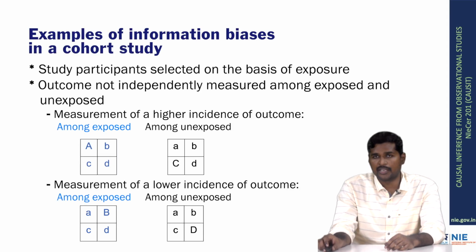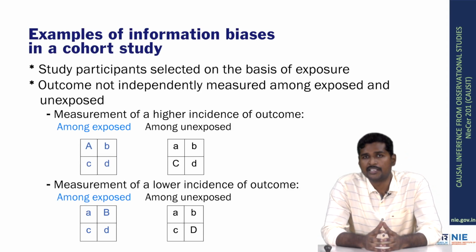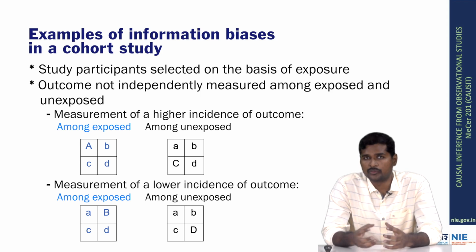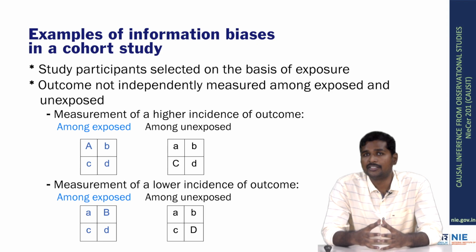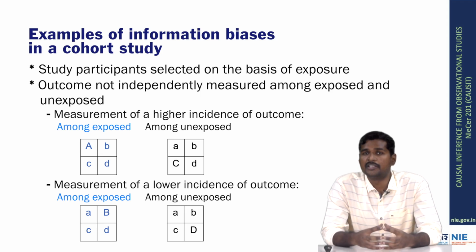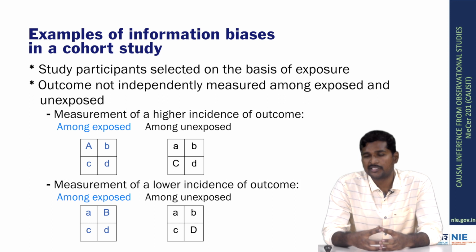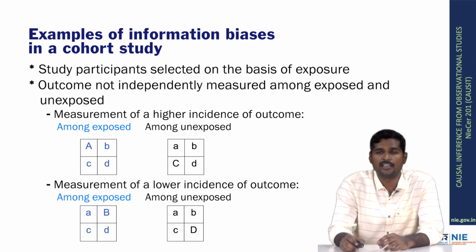Similarly, in a cohort study, you can have the same kind of effects. So in a cohort study, study participants are selected on the basis of exposure, exposed and unexposed, and the outcome is not independently measured among the exposed and unexposed groups. So there is some relationship in the way you measure exposure outcome among these two groups. Again, if there is a higher incidence of outcome that you are measuring among exposed, cell A is inflated. If you are doing the same among unexposed people, cell C is inflated. If you are measuring a lower incidence of outcome among the exposed, cell B is inflated. And if you are measuring a lower incidence of outcome among the unexposed, cell D is inflated. So these are the differential effects that can happen.